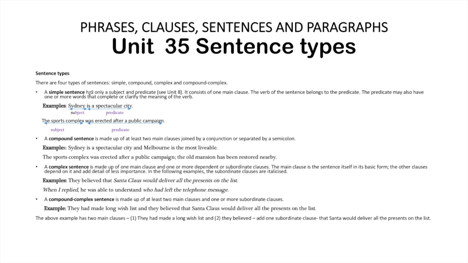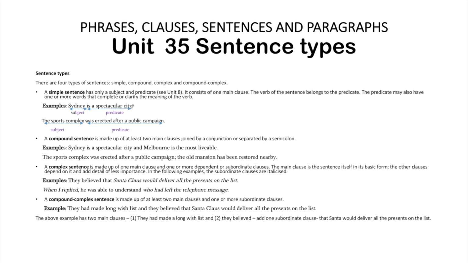A simple sentence has only a subject and a predicate. And so if you need to remind yourself about those terms, subject and predicate, go back to Unit 8. You've covered that information there. They consist of one main clause, and the verb of the sentence belongs to the predicate. The predicate may also have one or more words that complete or clarify the meaning of the verb. Let's have a look at this.